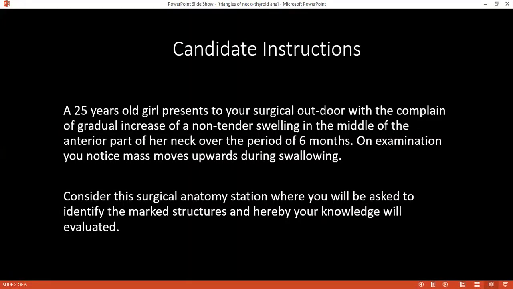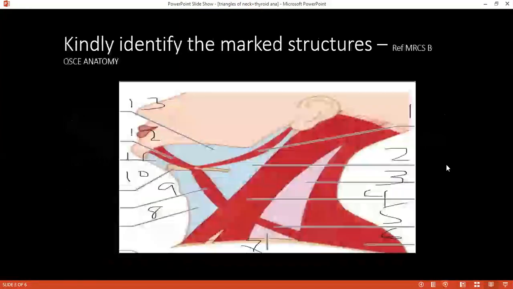Right, so if you have read and understood, considering it's surgical anatomy station, kindly tell me, what are you looking at? I'm looking at the lateral surface, lateral side of the neck from the left side. Okay, good. Can you tell me, how would you divide the neck of a human being into different parts or different triangles? Neck is divided into anterior triangle and the posterior triangle by the sternocleidomastoid muscle.